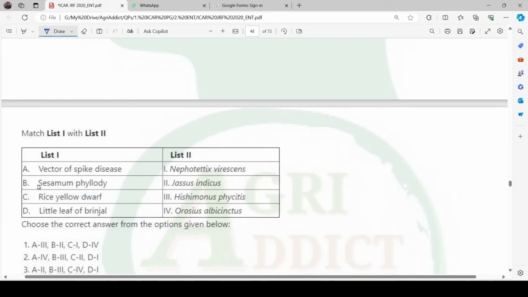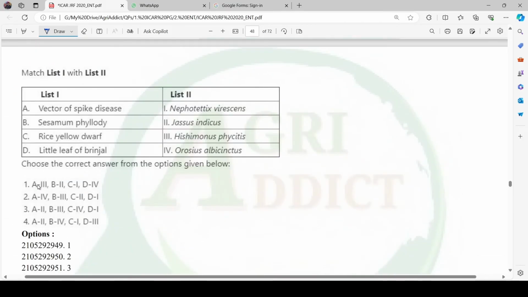Next question is another matching type question. In list 1, it is several diseases, and in list 2, there are vectors. You have to match them correctly, like which of the insects are the vector of these diseases. First is vector of spike disease. It is also known as sandal spike disease.